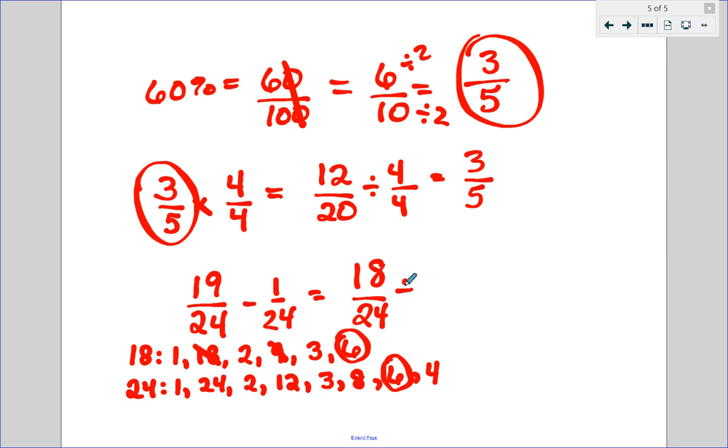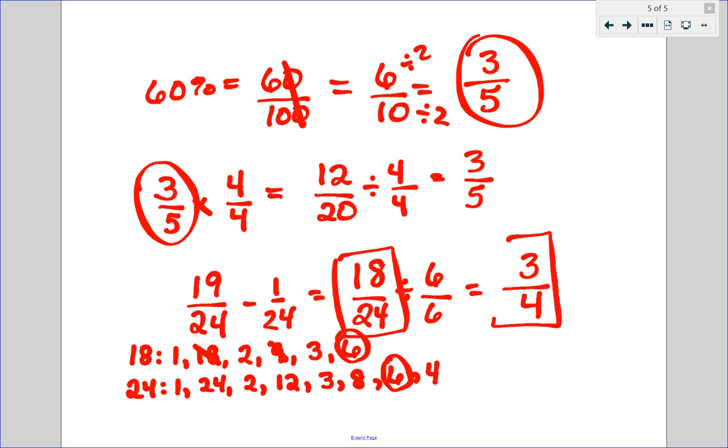So I'm going to divide both of these by 6. 18 divided by 6 is 3. And then 24 divided by 6 is 4. So 18/24 in simplest terms is 3/4. Okay? So that's the way you're going to be doing those types of things.